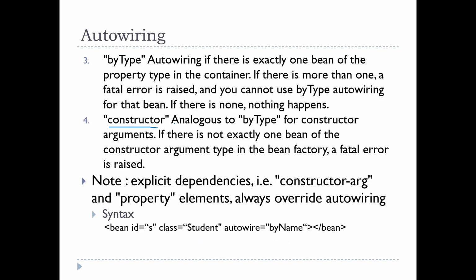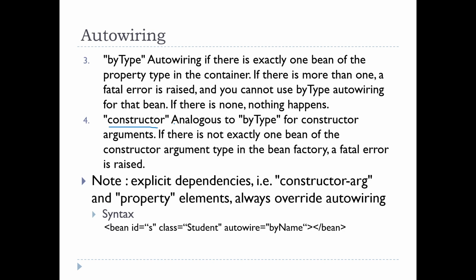Similarly, we also have another type which is byType. In this mode, there will be auto-wiring if there is exactly one bean of that type. For example, if we are expecting an Address bean to be wired with the Student object, and if there is exactly one bean of type Address in our XML, then that Address bean, whatever the name may be, will be automatically wired. The name will not matter. And if there is no bean, then nothing will happen.